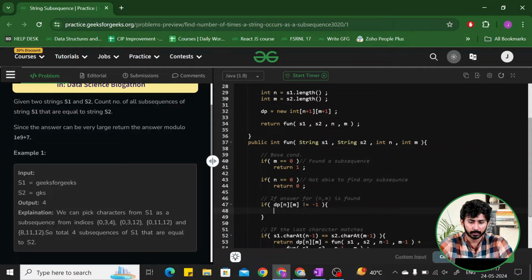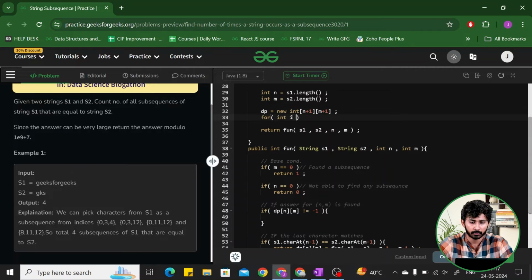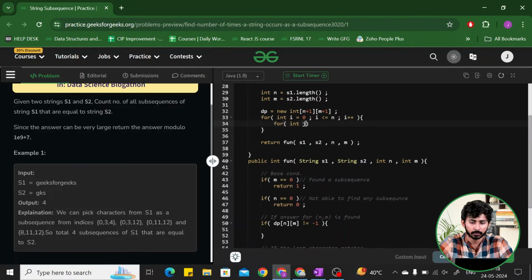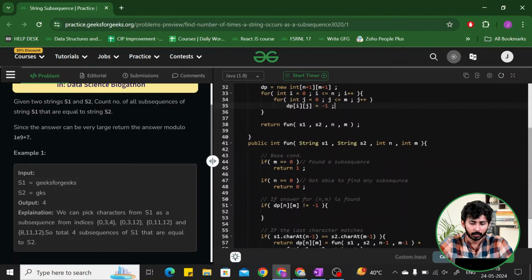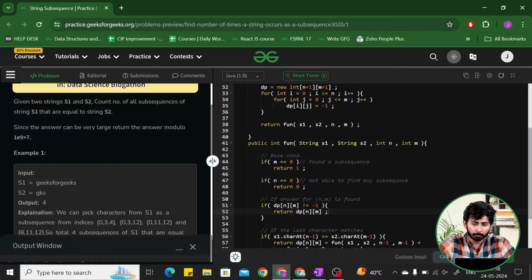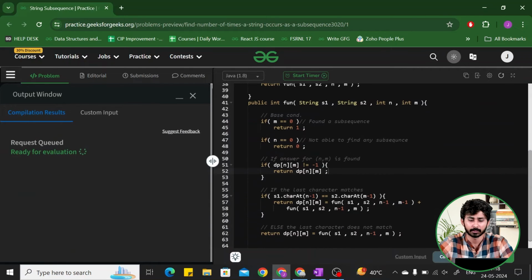I forgot to initialize, so I'll add initialization over here. i equals 0, i is less than or equal to n, i plus plus, and integer j equals 0, j plus plus, and DP of i comma j equals what? -1. Okay, fine. So if I find that DP of n comma m has been found, I'll be returning that value DP of n comma m. I will not make any kind of recursive call. Okay. Now let's try to compile and run. So this is our memoized solution. Okay, working perfectly fine, and let's try to submit it.